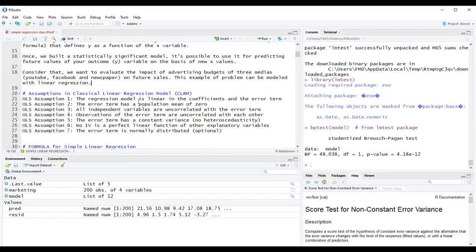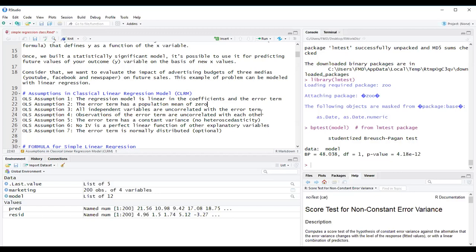Number two, the error term has a population mean of 0. So if you get the average of the error term, it should be equal to 0. Next, all independent variables are uncorrelated with the error term. So if we plot the independent variables with the error terms, there should not be any relationship between them.